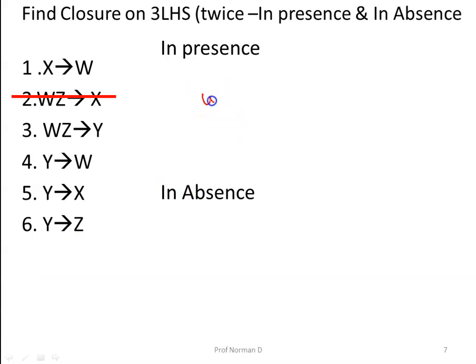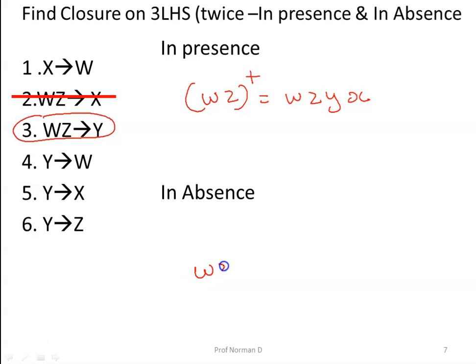Again, we follow the same procedure. We calculate the closure on WZ, which gives us WZYX, and when we ignore this FD and again calculate the closure, what we get is WZ. So here the output is different. That means this particular FD is not redundant. We move on to the next FD. So this will be considered.